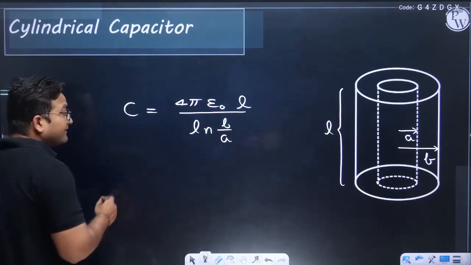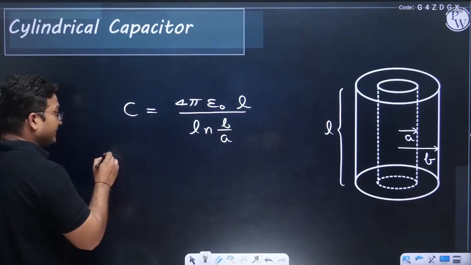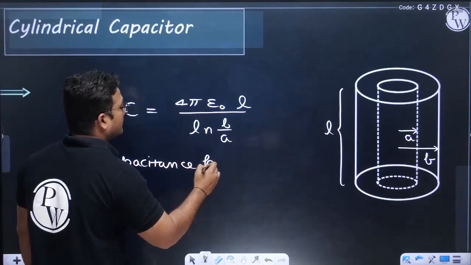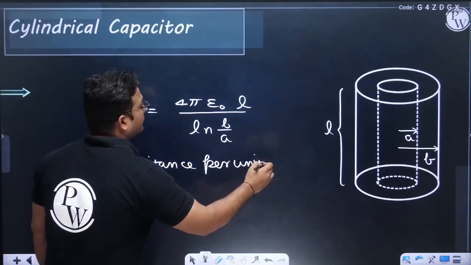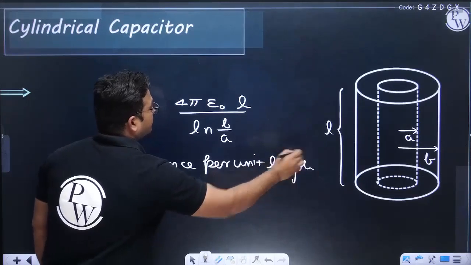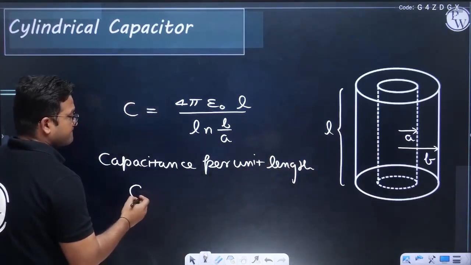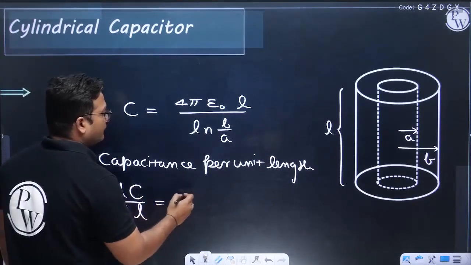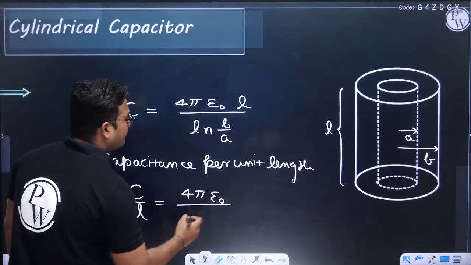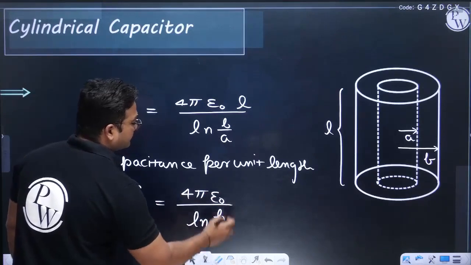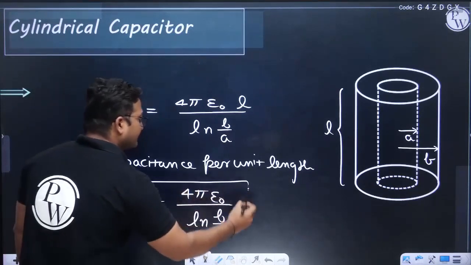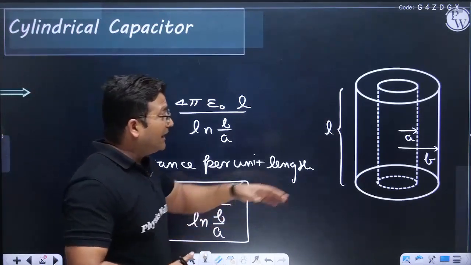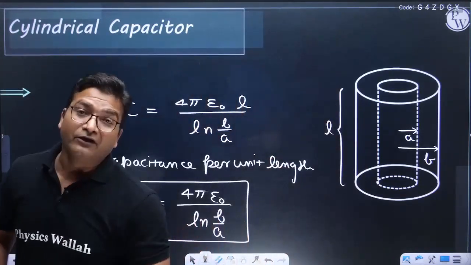So you can say capacitance per unit length, C or dC by dl, becomes 4 pi epsilon naught divided by ln B upon A. So this is the capacitance per unit length of a cylindrical capacitor. Here we have assumed the length to be very long as compared to the radii of the two cylinders.